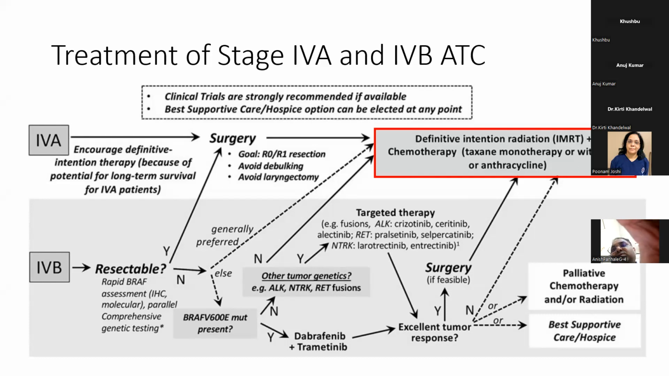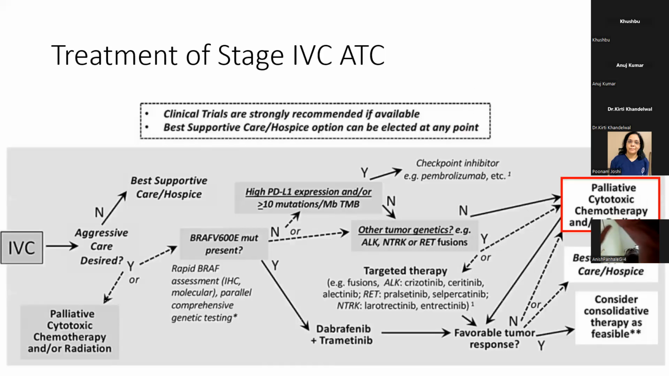There are certain other targeted mutations also, like the ALK, NTRK, and RET fusions. And if those are positive, then targeted therapy has to be given as per that IHC that has come out positive. So this is for stage 4A and 4B ATC, again from the ATA 2021. And treatment of stage 4C. Stage 4C, again, is metastatic disease.